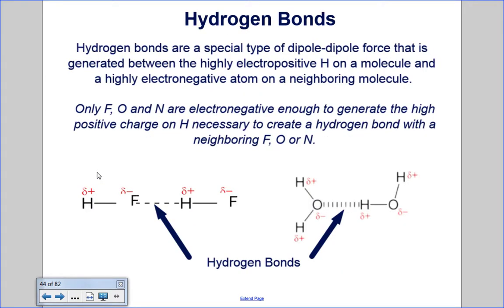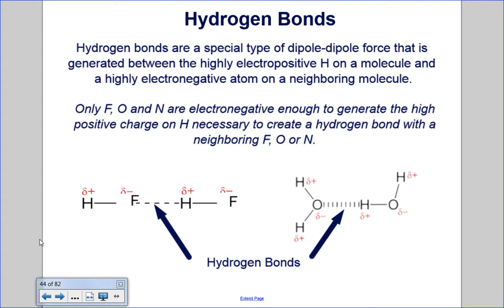Hydrogen bonds are a special type of dipole-dipole force that is generated between the highly electropositive H on a molecule and a highly electronegative atom on a neighboring molecule. Only fluorine, oxygen, and nitrogen along the right end of the second period of the periodic table are electronegative enough to generate the high positive charge on hydrogen necessary to create a hydrogen bond with a neighboring fluorine, oxygen, or nitrogen. Remember, that's very important.